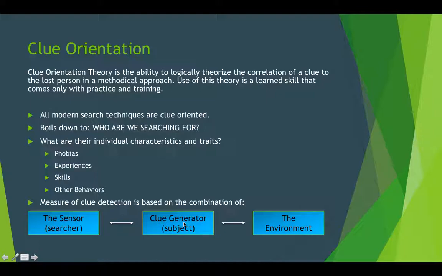The subject, the clue generator, is the second element here. Knowing about this individual can also change the search. They may start a fire or use some other method of attempting to signal for help. They may also leave very little in the way of traces.